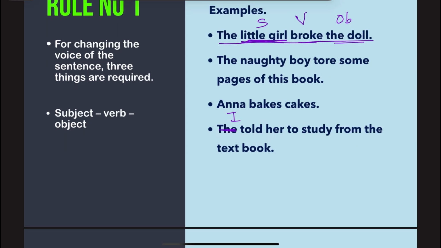I told her to study from the textbook. I told, very important. Now over here you don't have to say that just because textbook looks like an object, that is the object. No. I is the subject. Told is the first verb. I told whom? I told her. So this is our object, guys, and not the textbook. You'll also say that study is another verb, but which is our first verb? We are concerned only with the very first verb that follows the subject. I told. Told becomes our first verb.